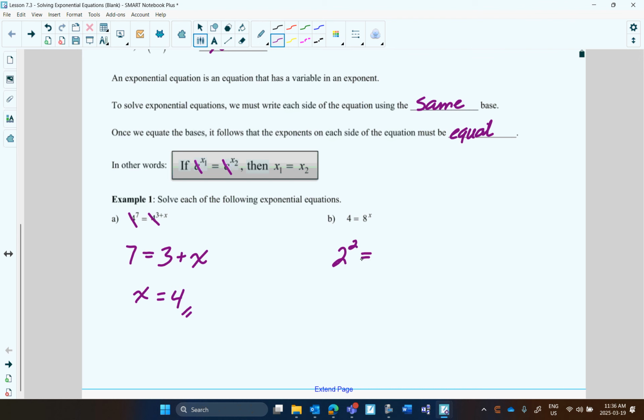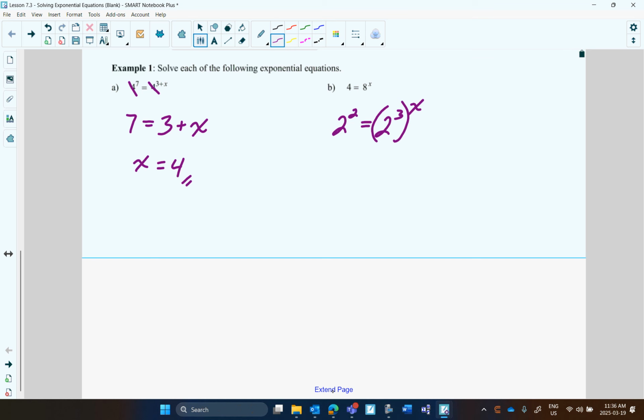equals 2 to the what is 8. And remember, we're still taking this and raising it to the x. Notice that's an exponent law. So that means that 2 squared is equal to 2 to the, what's a simple way of saying this? 3x. Now the bases are the same, cross them out, solve what's left. Divide both sides by 3, and your answer is going to be 2/3.